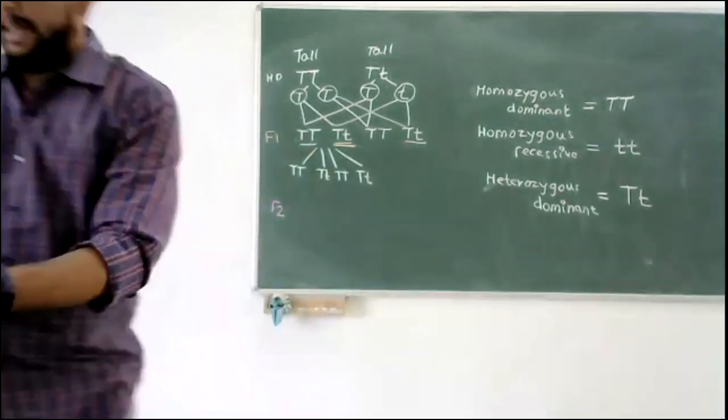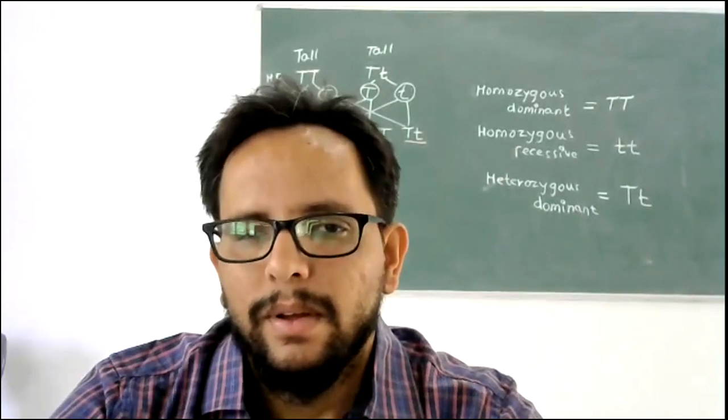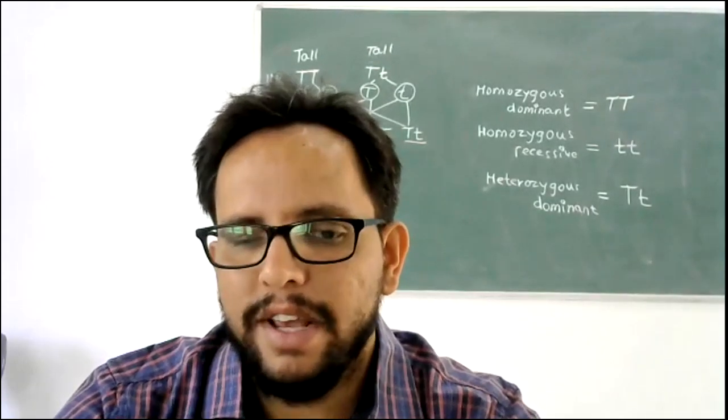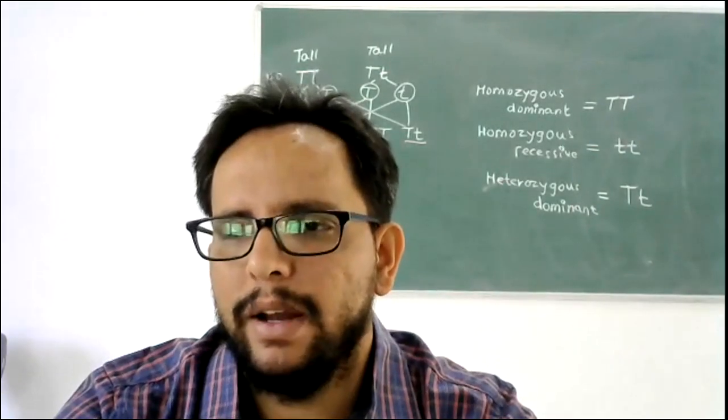Does anyone have any doubt now here? You can take any random characteristics and play around with it, and then you should be able to justify the genotype ratio and the phenotype ratio in each of these.